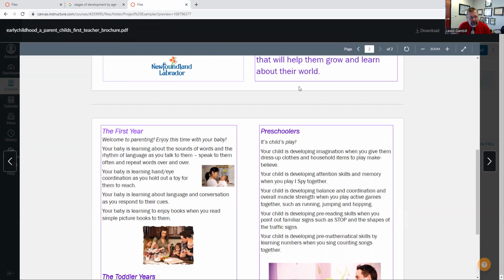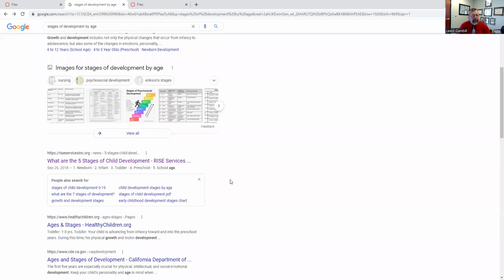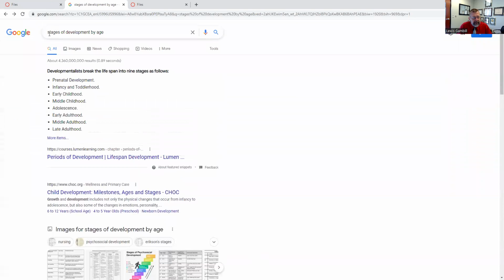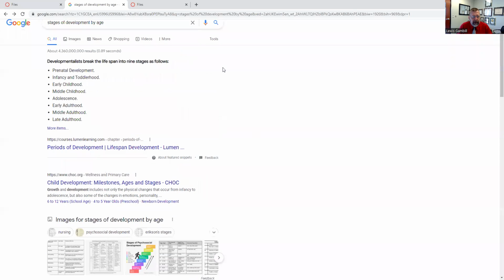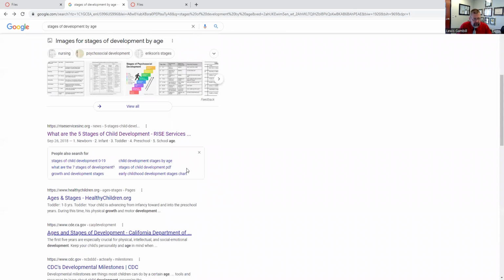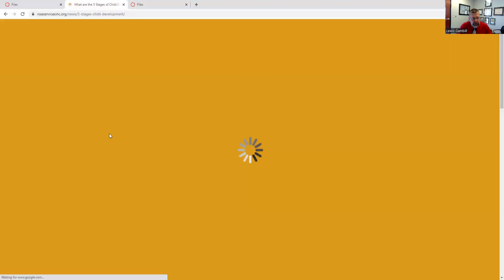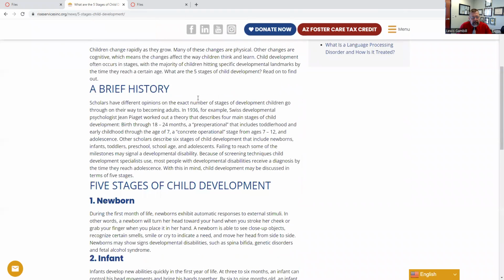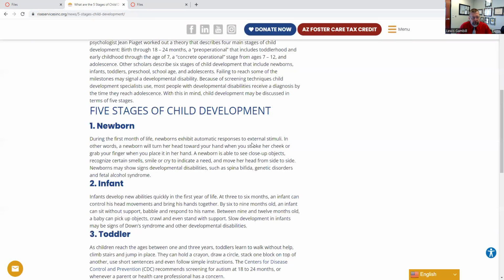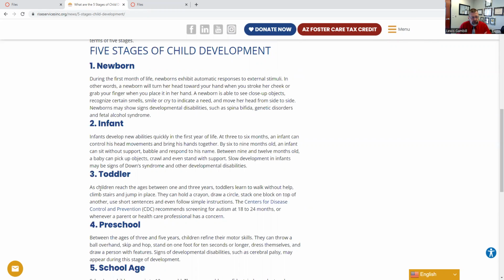So what am I going to put on here for parents to know what's there to teach? Essentially, that's your Google search. And whenever I went out online and searched stages of development by age, a lot of stuff came up here. So randomly, I chose this website. And they actually have it broken down for you. And let's see, we'll choose toddler. As children reach the ages between 1 to 3 years, toddlers learn to walk without help, climb stairs, or jump in place. They can hold a crayon, draw a circle, stack one block on top of another, use short sentences, and even follow simple instructions.